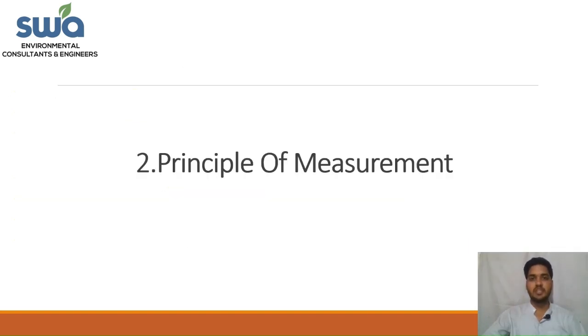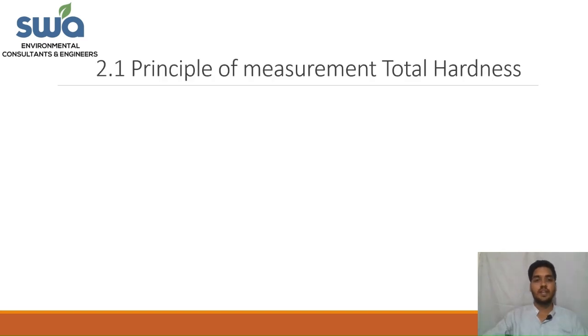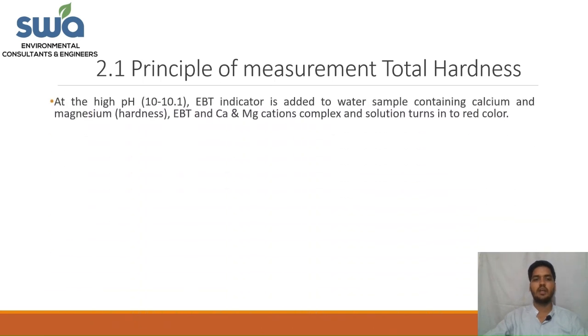Now let's see the principle of measurement for total hardness and calcium hardness. Now let's understand the principle of measurement for total hardness. So basically the pH of the sample is made high at 10 to 10.1, and then EBT indicator is added to the water sample. So the EBT indicator combines with calcium and magnesium cations present in the water sample and forms the complex which is of red color.